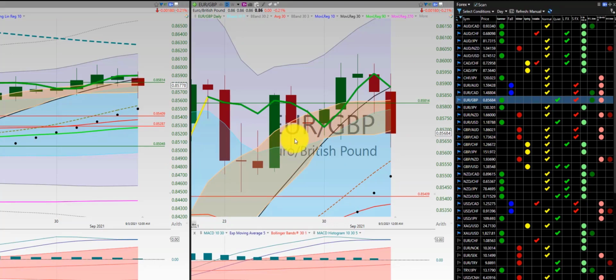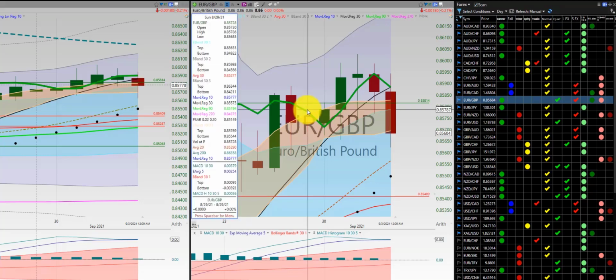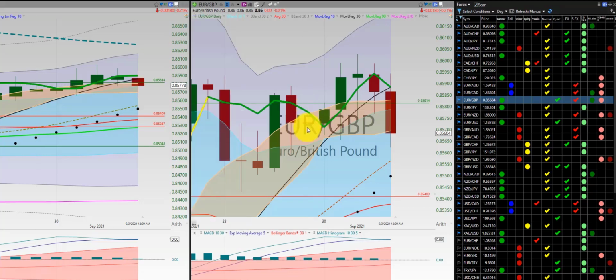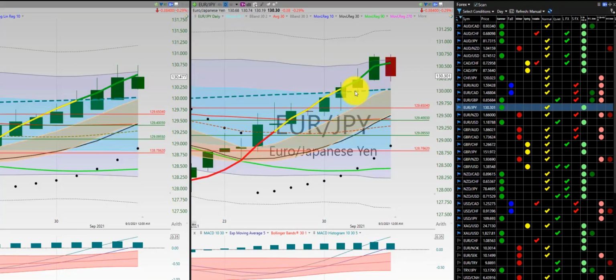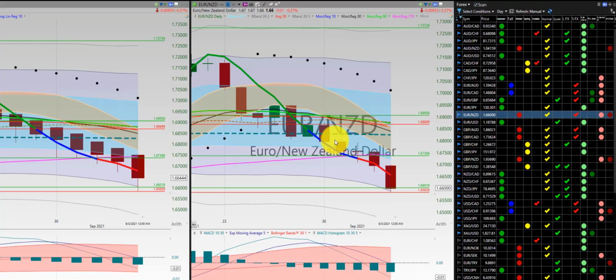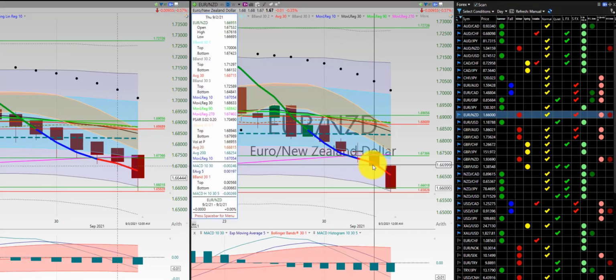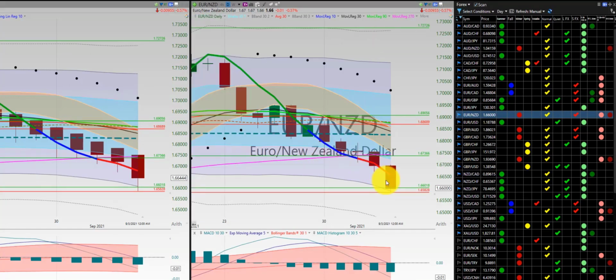Euro British pound, also choppy. Green Heikin-Ashi, this was a harami, so as far as the benefit of the doubt, if you did take it, you would have been out for a loss here at the time. I did not. Initial trade here, another trade here for a 1, 2, 3 punch out. Euro Japanese yen, a 1, 2, 3 punch out. Euro New Zealand dollar, Sunday no trade. Nice 1, 2. Nope, no trade the rest of the week.